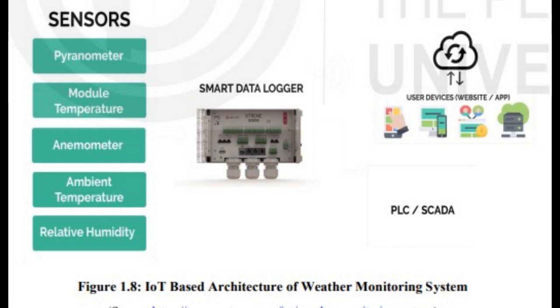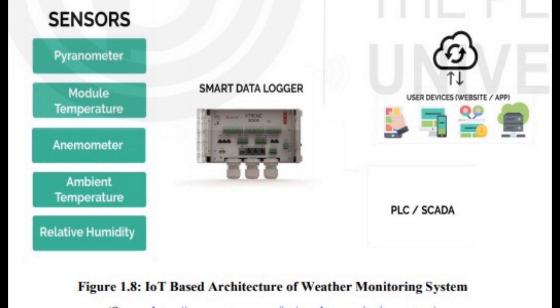Module temperature. The energy output from a solar panel depends on its temperature. Therefore, the measurement of module temperature is important for the estimation of the plant performance ratio. The module temperature is measured at multiple locations in the plants, typically at every block level or more.